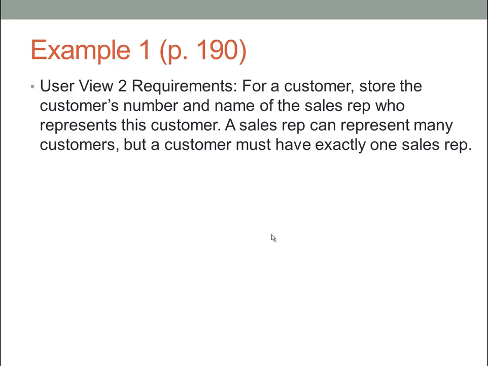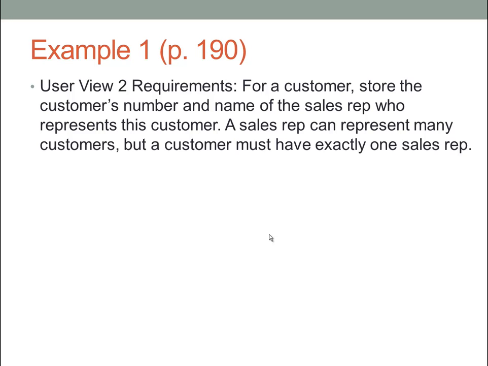Of course, since it's user view 1, I don't have anything to merge it into. So then I go and meet with another group of users, and they say, for each customer, we need to know the customer's number and their name, and we need to know the sales rep who represents that customer. I ask questions, and we figure out that a sales rep can represent many customers, but a customer can only have one sales rep.